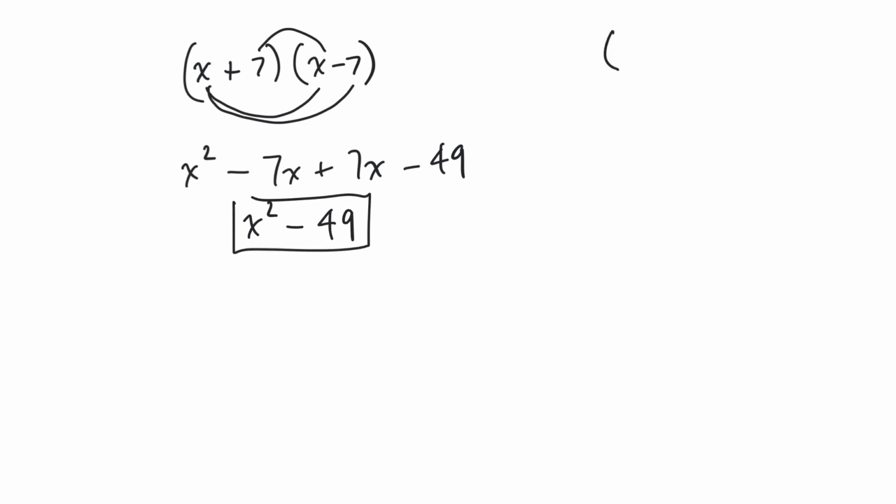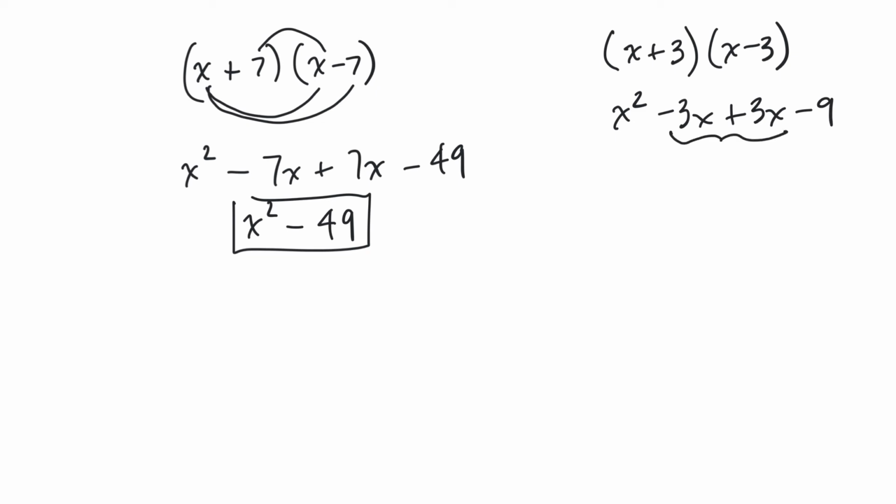Let's do another one. So if we have x plus 3 times x minus 3, we'll get x squared minus 3x plus 3x minus 9. Again, these middle terms are going to cancel each other out, and we'll get x squared minus 9. And so the pattern here that you end up with is what's known as a difference of squares. The product is called the difference of squares. Notice I have a difference, this is a perfect square, and this is a perfect square.